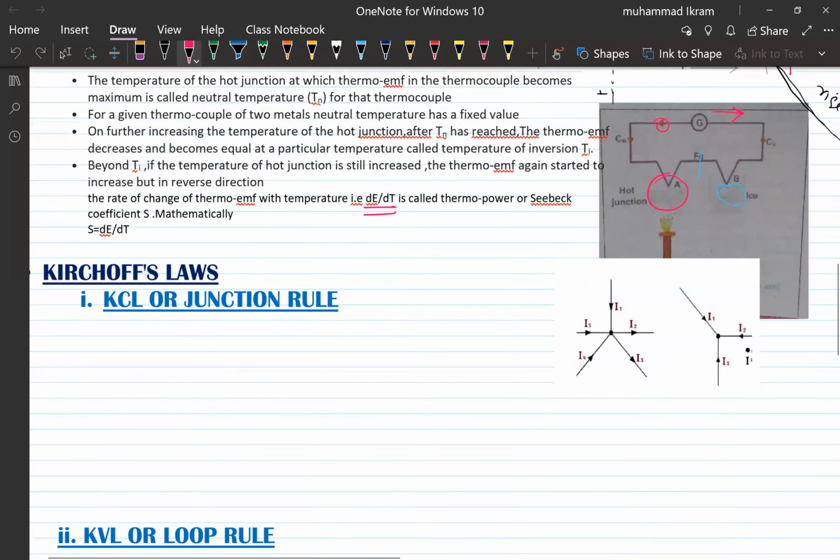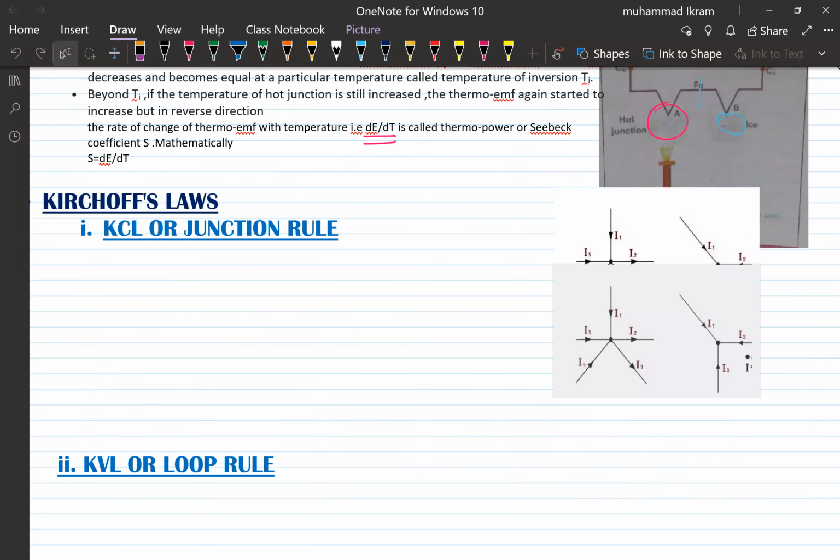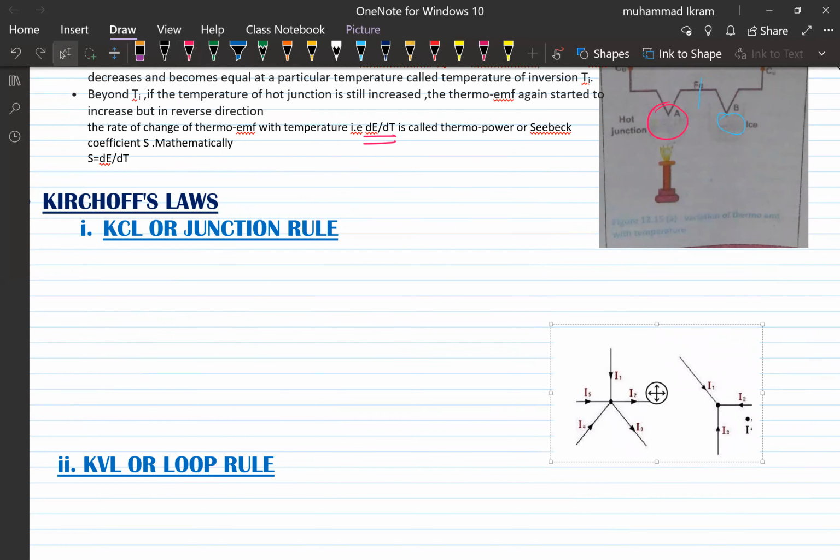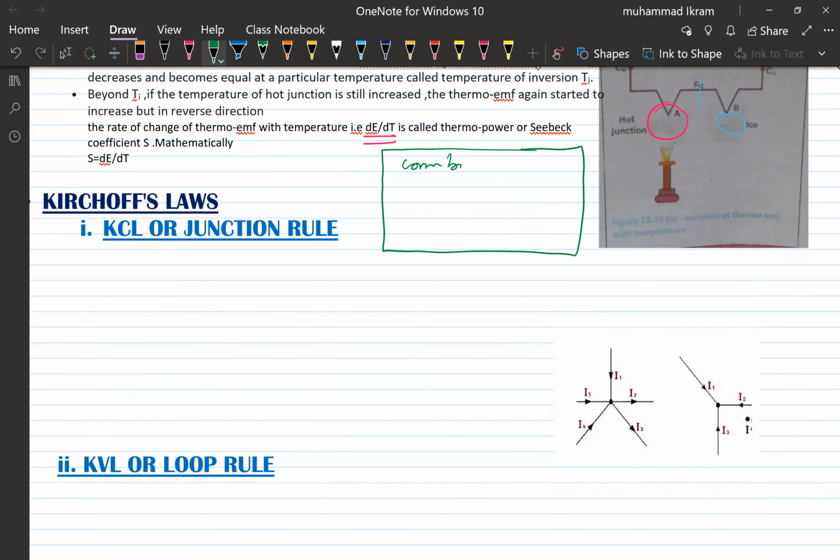Now let us move on to the next topic, the Kirchhoff laws. Now, what are the Kirchhoff laws? The KCL law or the junction rule. You know that when you were in class 10, your teacher told you about the combination of resistors. There were the series combination, which we discussed here also, the parallel combination of resistors, the series and parallel, and then there is the complex combination.